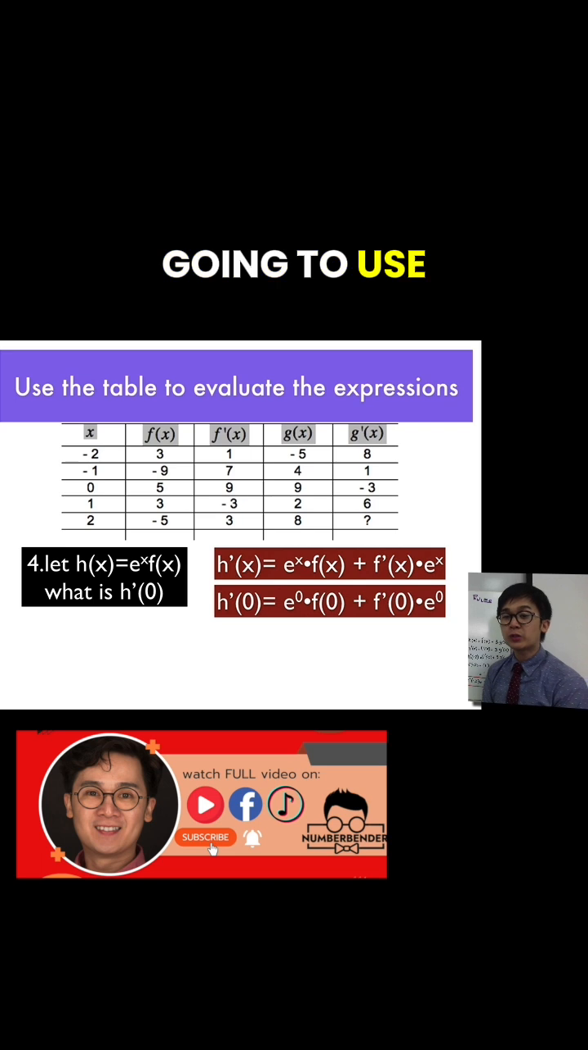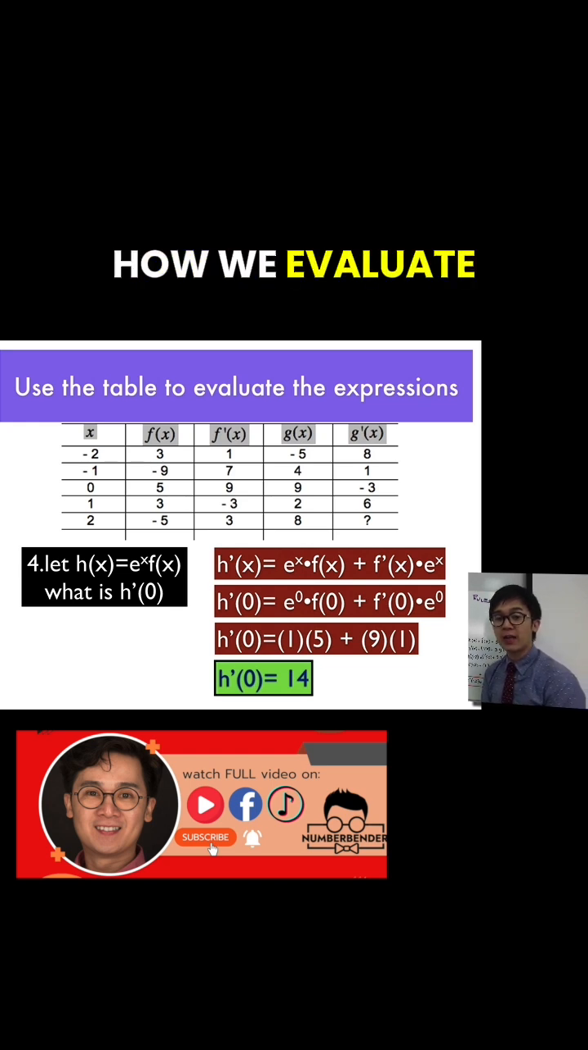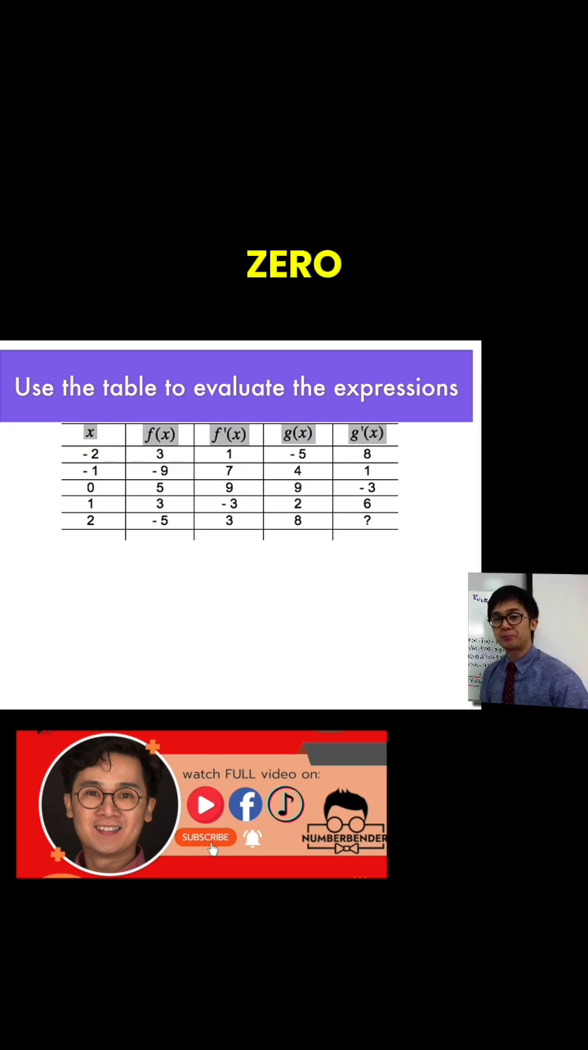Now we're just going to use our table for f of 0 and f prime of 0 because we can easily evaluate e to the 0 as equal to 1. So f of 0 will give us 5 and f prime of 0 will give us 9. By using our values, h prime of 0 will give us 14. So this is how we evaluate h of x equal to e to the x times f of x when we are asked to find h prime of 0.